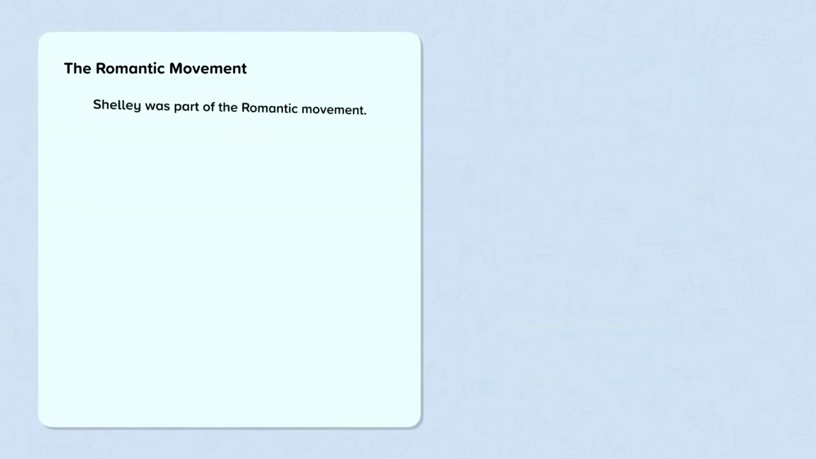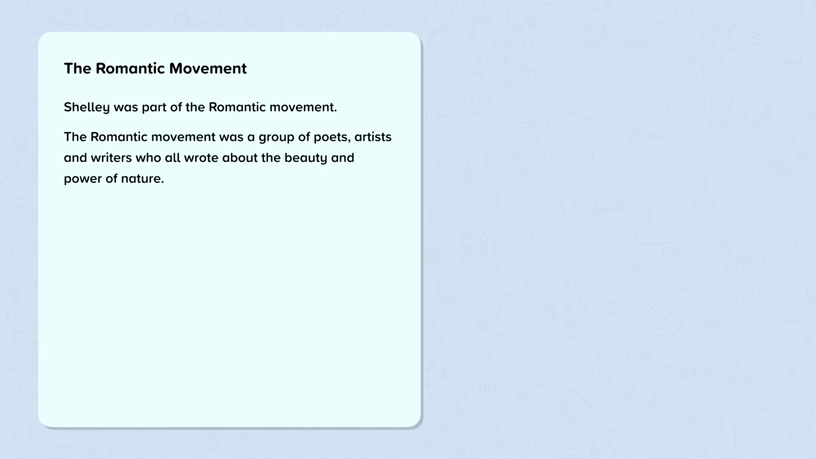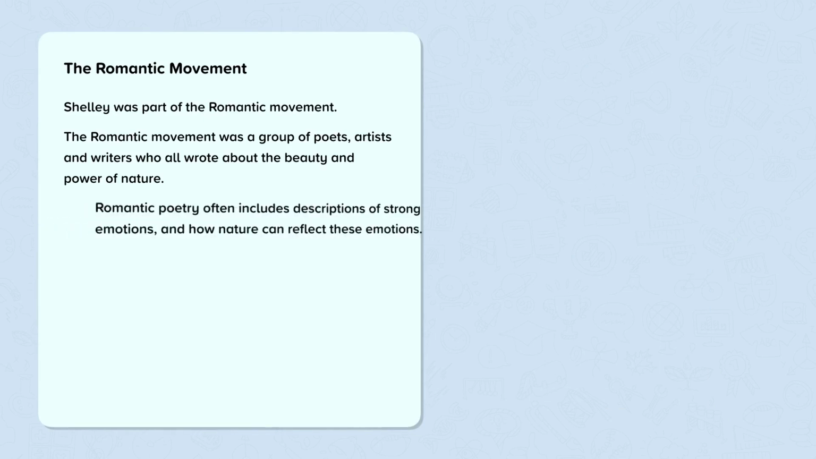Shelley was part of the Romantic movement. This was a group of poets, artists, and writers who all wrote about the beauty and power of nature. Romantic poetry often includes descriptions of strong emotions and how nature can reflect these emotions.